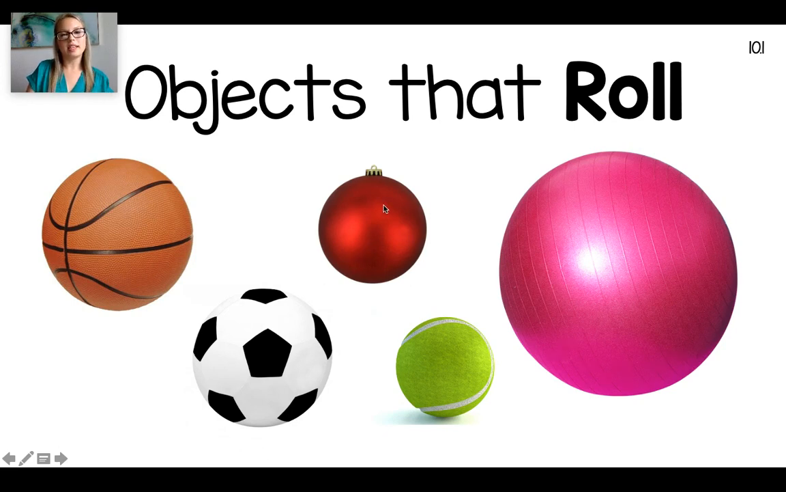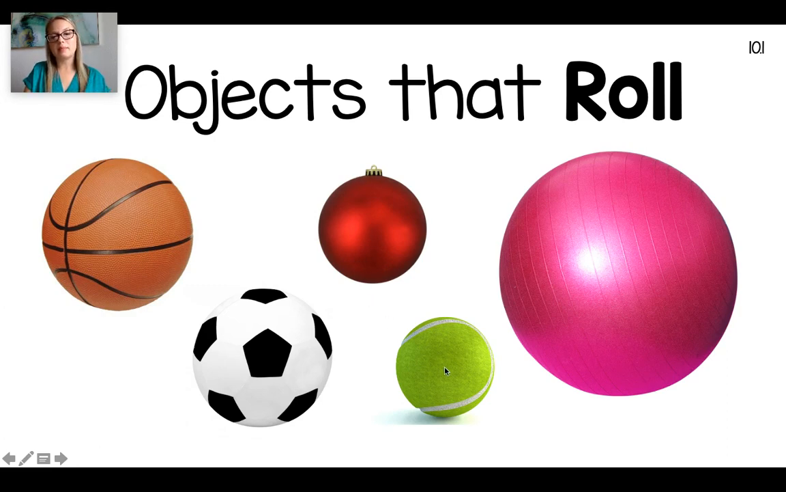Ooh, what about this? This is a Christmas ornament. And if you take an ornament and you put it on the ground and you give it a little poke, it'll roll on the ground. Not all ornaments will do that, or not all shapes will do that though. Only this one because it's round and it's got a curve, right?